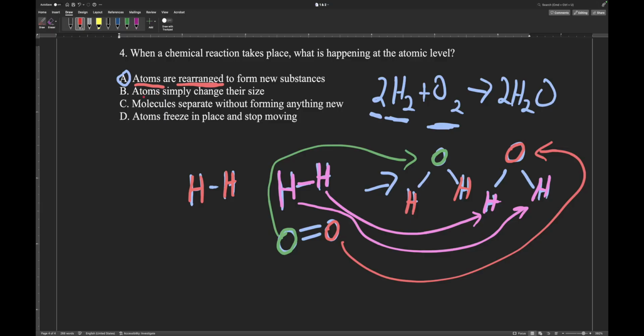I'm going to read through the wrong answers really quick. Atoms simply change their size. That's not true. Molecules separate without forming anything new. That is also not true. Atoms freeze in place and stop moving. We're talking about chemical reactions here, okay? So make sure when you see chemical reactions, you're also seeing rearranged, right? Atoms are rearranged. That's going to be the correct answer.